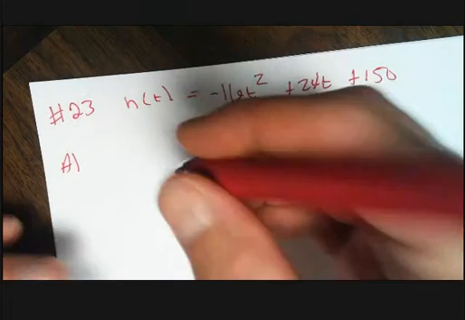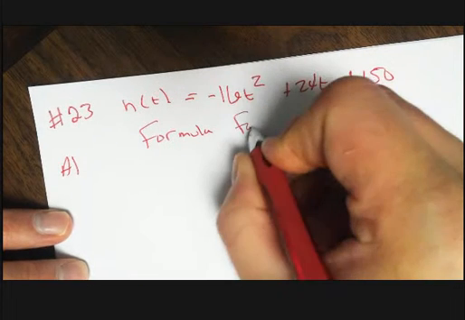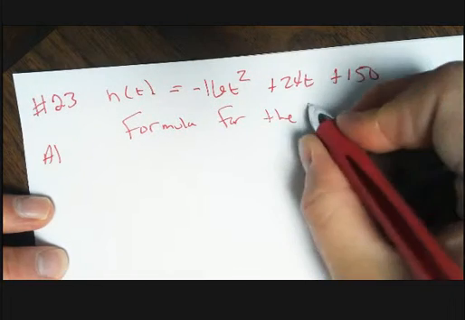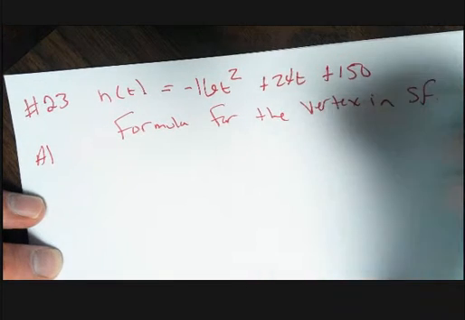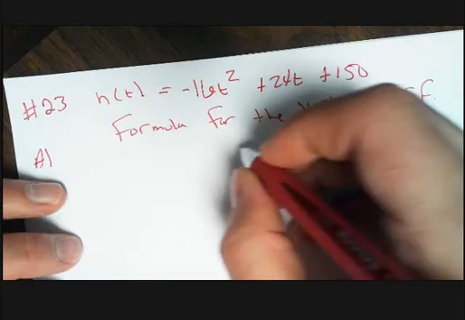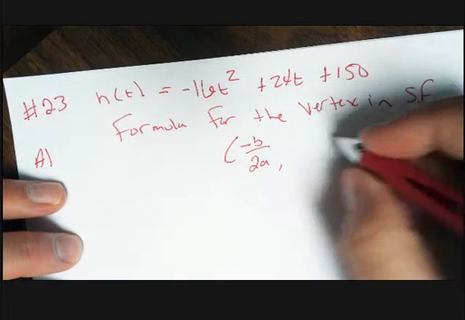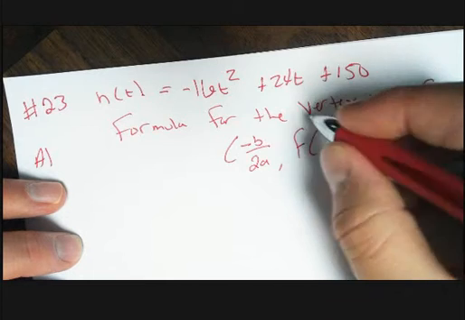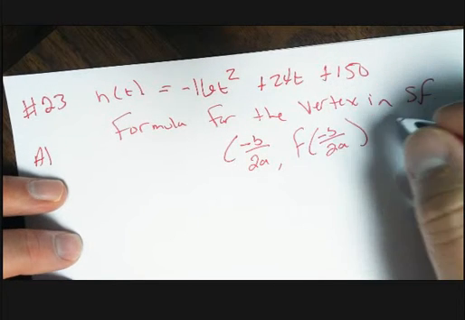And the good news is there is a formula for the vertex in standard form. Now, we're going to improvise it a little bit, obviously, because we've got negative b over 2a. That gives my h. And then we're just going to substitute that back into the original equation, and that's going to give us our k.